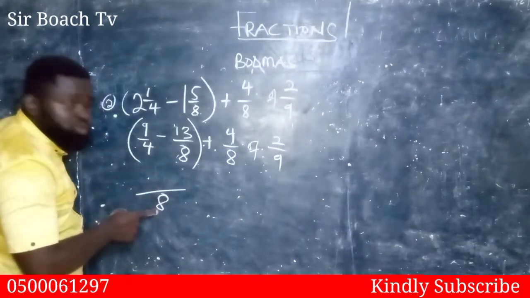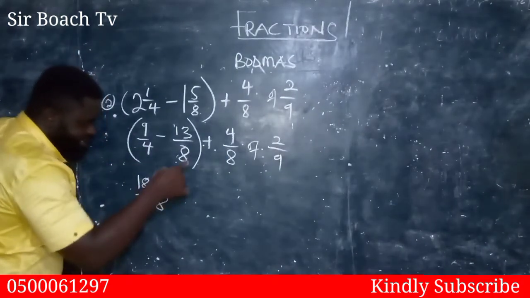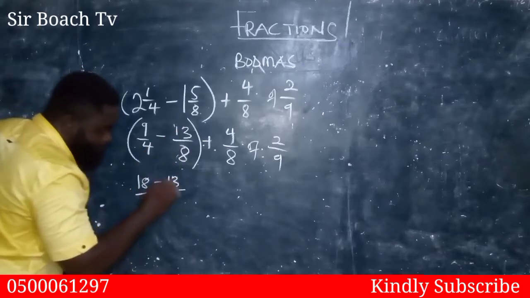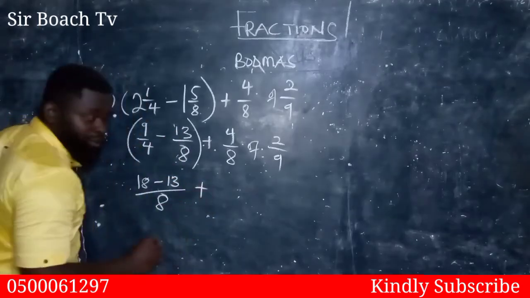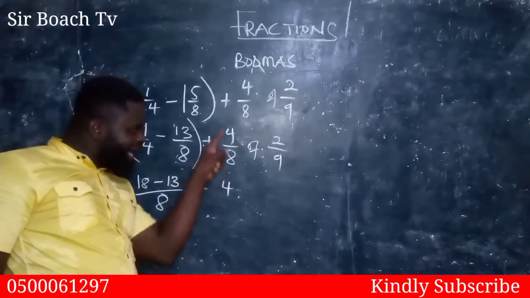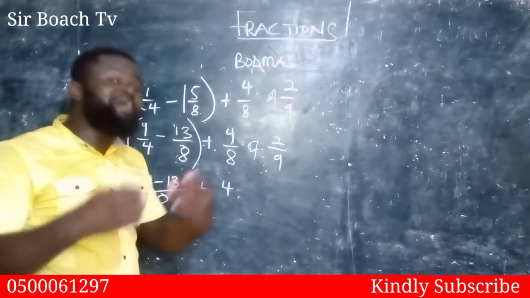So 4 goes here 2. 2 times 9 gives me what? 18. Minus 8 goes here 1. Times this gives me what? 13. Then I convert with plus 4 on 8. Now, this 4/8, I can break it down, so that my values will not be bigger.